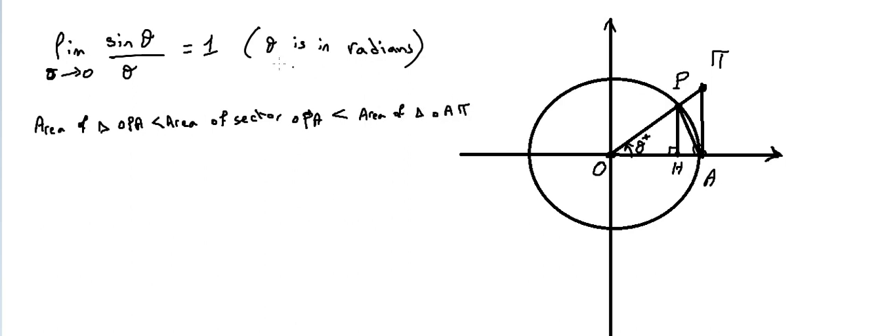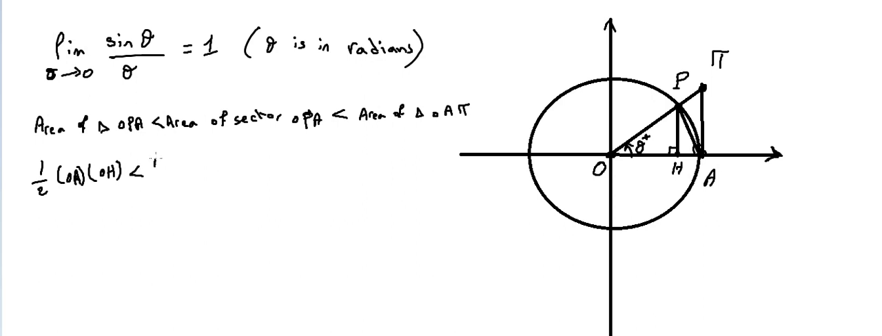I put this because I need the sandwich theorem to prove this formula. I put three values, one less than the other, less than the other. What is the area of the triangle? It's half base times height. In triangle OPA, we can take OA as the base, and OH as the height. OA is the base and OH is the height.